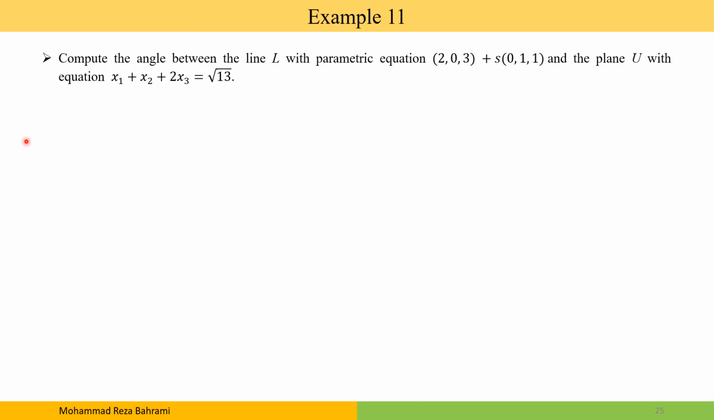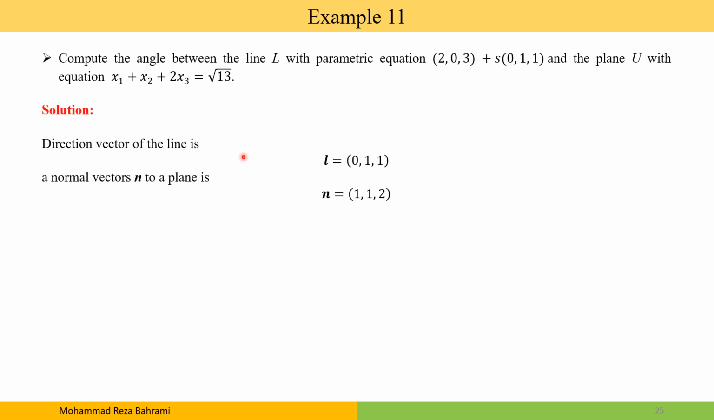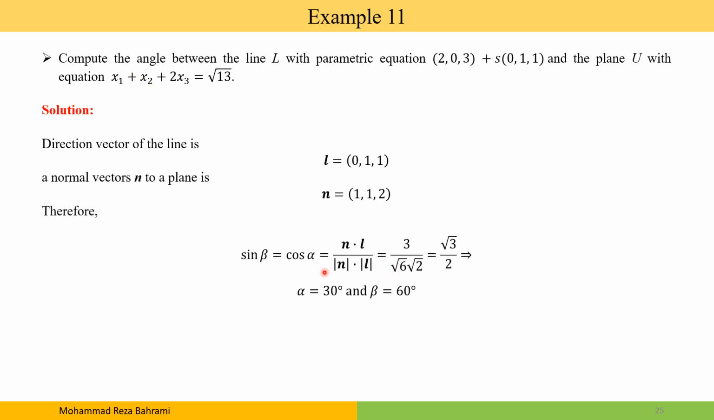Let's have an example here. We want to compute the angle between the line L with the parametric equation, so we have a parametric equation of a line, and the plane U with the general equation here. So we need to find the direction vector and the normal vector, and use the dot product. The direction vector of the line is here, 0, 1, 1, and the normal vector to the plane is 1, 1, and 2. So we can write the expression here. According to this expression, alpha is 30 and beta is 60.